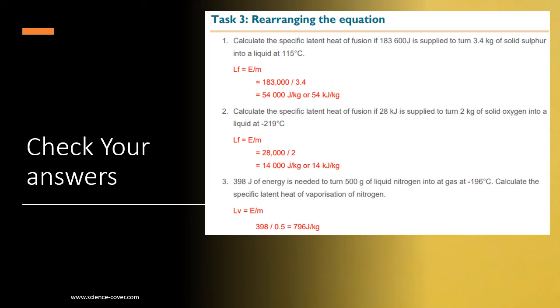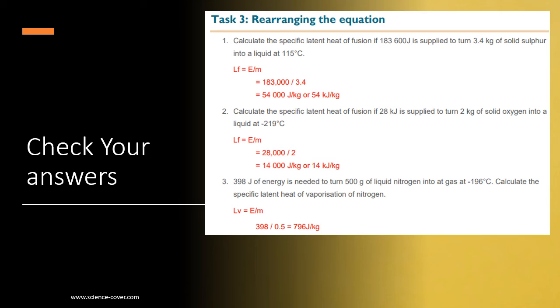Calculate the specific latent heat of fusion if 28,000 joules is supplied to turn 2 kilograms of solid oxygen into a liquid. So the latent heat of fusion is the energy divided by the mass. So this is 28,000 divided by 2, which is 14,000 joules per kilogram.